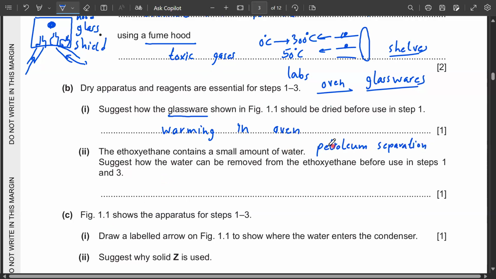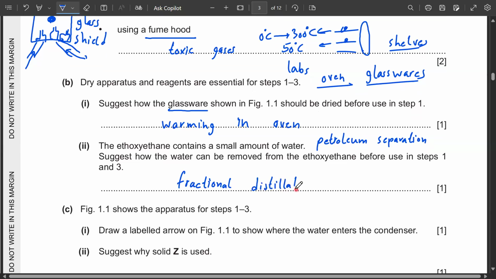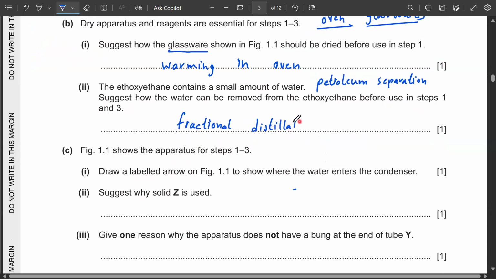You used to get the different fractions of the petroleum. Distillation. Exactly. That was called fractional distillation. I was describing the apparatus that they use. Okay. So fractional distillation is basically applied here to separate the water from the ethoxyethane.